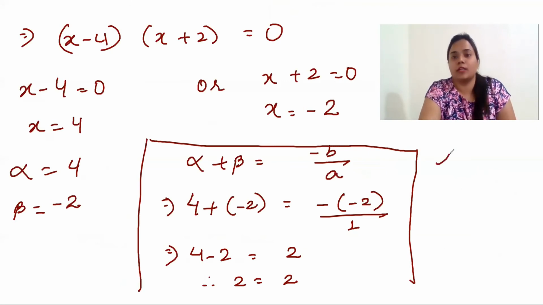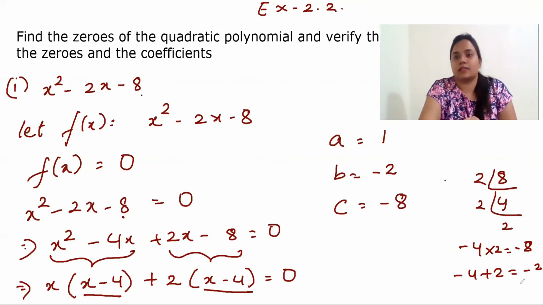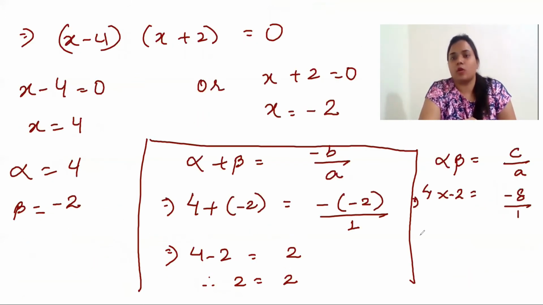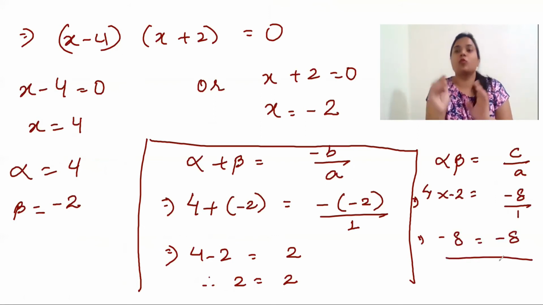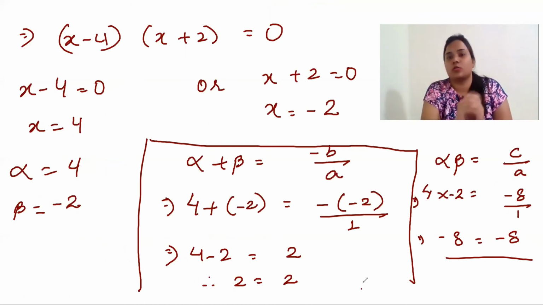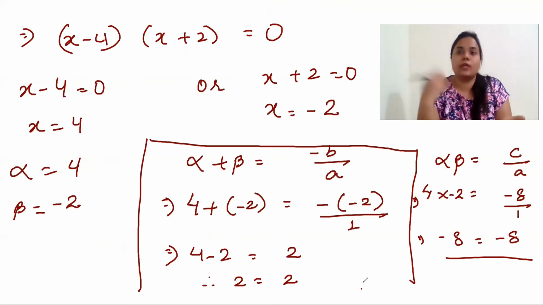We have to check for alpha beta also. Alpha into beta is equal to c upon a. That implies 4 into minus 2, and c is minus 8, should be equal to minus 8 upon 1. Therefore, minus 8 is equal to minus 8. Hence, both the values are correct, alpha plus beta and alpha into beta also. So it means we have got our zeros correct. Verify means what? LHS should be equal to RHS. We are getting that, so it means we have done it correctly. Let's move to the next question.